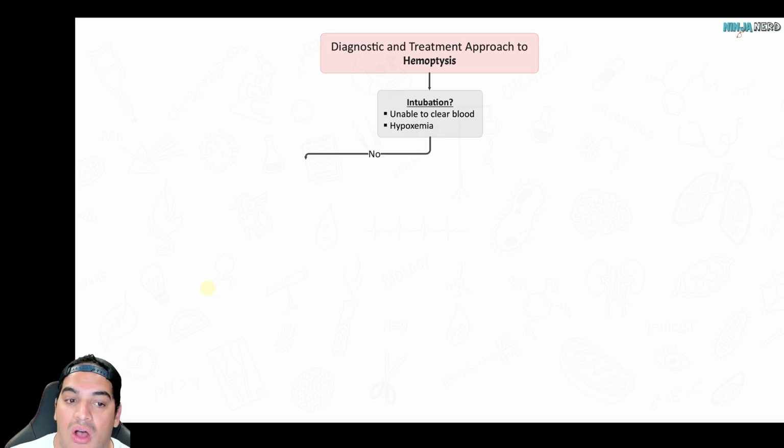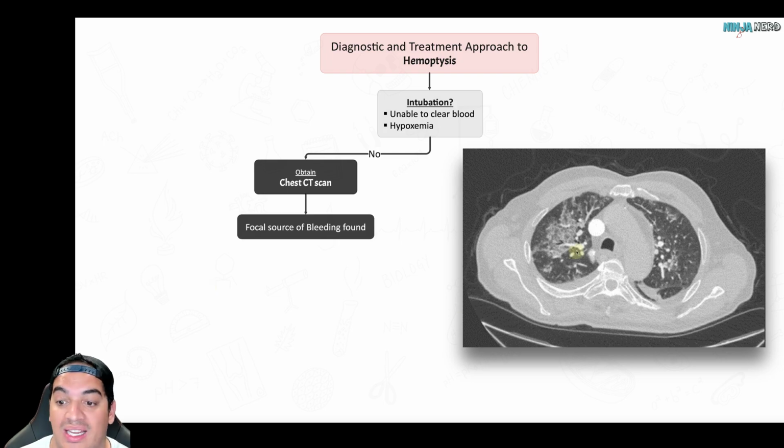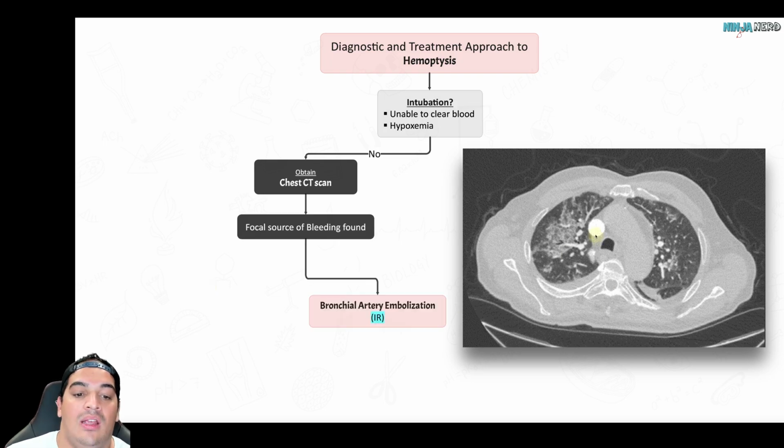If the answer is no, then you can hold off on intubation and the patient is stable enough that if you lay them flat in a CT scanner, they're not going to aspirate blood or end up going into respiratory failure. So get a chest CT. Look to see if you can find the focal source of bleeding and where it is. If you find that source of bleeding, it's in one of these bronchial arteries that I located, okay, I'm going to send them to IR, interventional radiology. They'll sneak a catheter into the area and embolize that bronchial vessel and stop the bleeding.